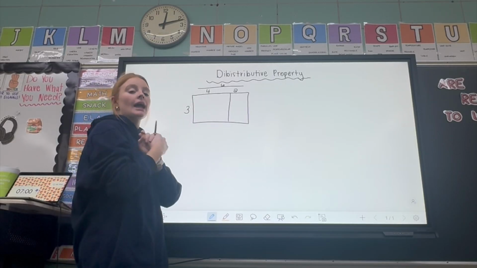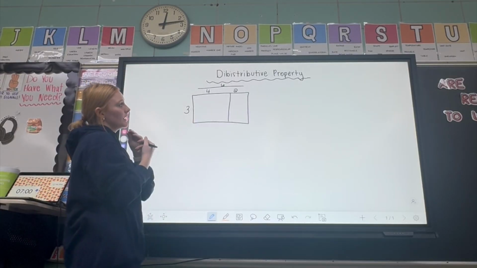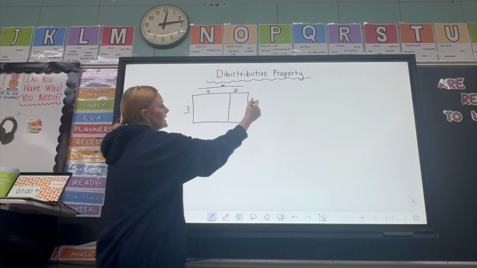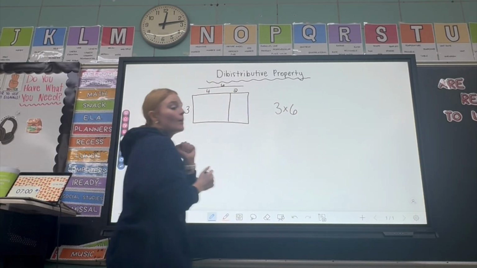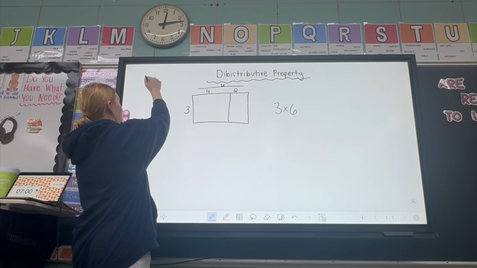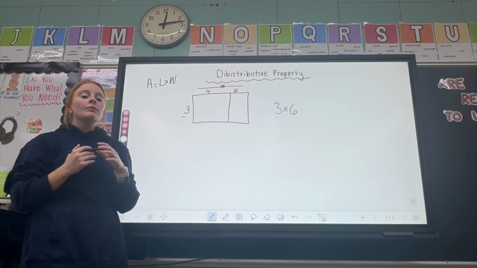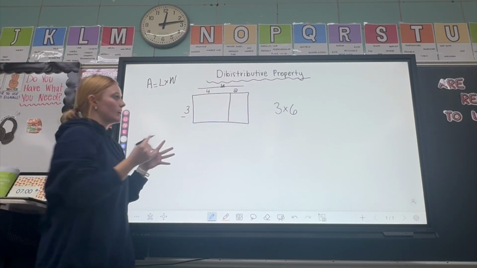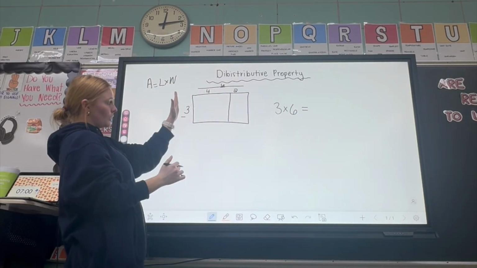But if our problem asked us to do the distributive property, we would look at the problem like this. I'm trying to find 3 times 6, because remember, area equals length times width. But our problem wanted us to use the distributive property. So I would say 3 times 6 equals 3.